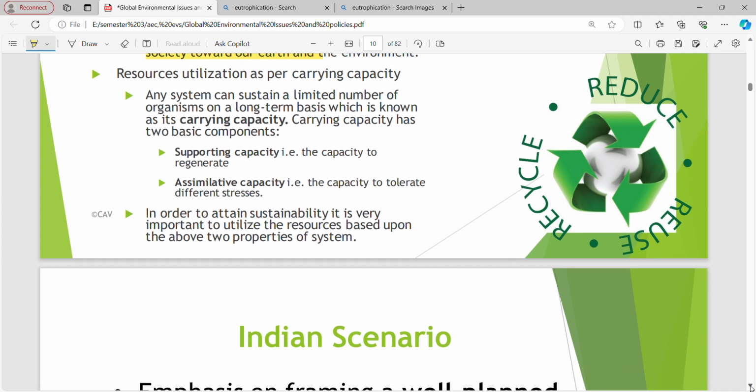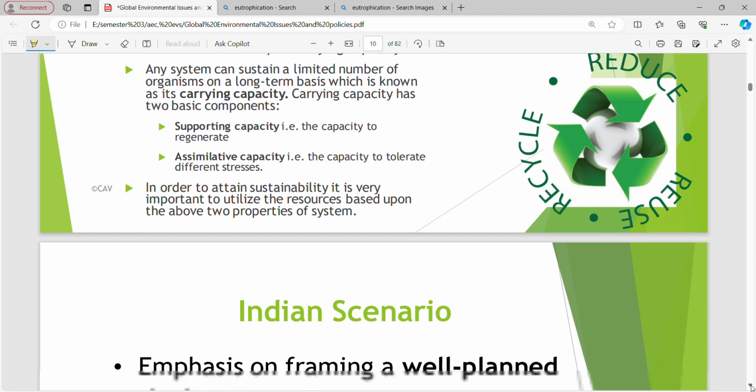Okay. Then resource utilization as per carrying capacity. So what is carrying capacity? Any system can sustain a limited number of organisms on a long-term basis, which is known as its carrying capacity. And this has 2 basic components. One is supporting capacity, that is the capacity to regenerate, to produce again. Then is assimilative capacity, that is the capacity to tolerate different stresses. In order to attain sustainability, it is very important to utilize the resources based upon the above 2 properties of the system.